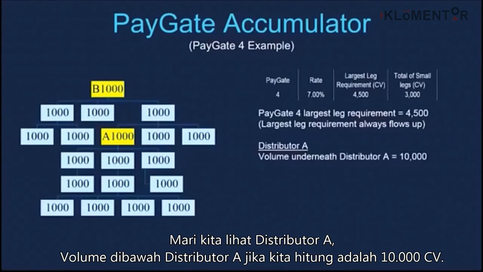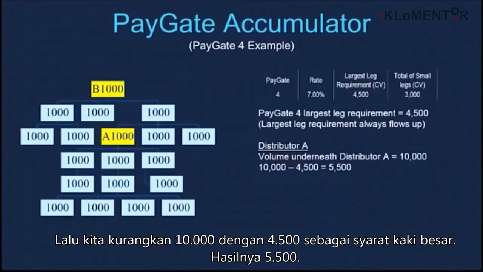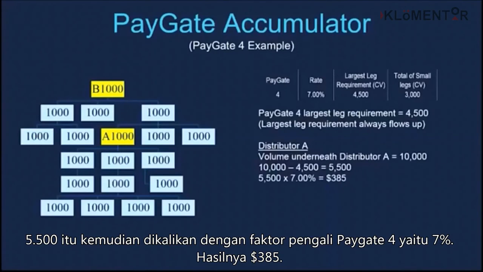So let's look at distributor A. If we count up the volume beneath distributor A, there are 10 distributors, each with 1,000 CV, so there's 10,000 in volume underneath distributor A. Again, we take the 10,000 and we subtract the largest leg requirement that is going to flow up, which is 4,500, and we are left with 5,500. It's that 5,500 that we then multiply by the Paygate 4 rate percentage of 7%, which gives us $385.